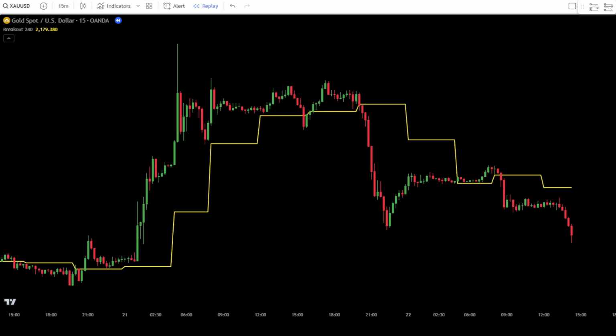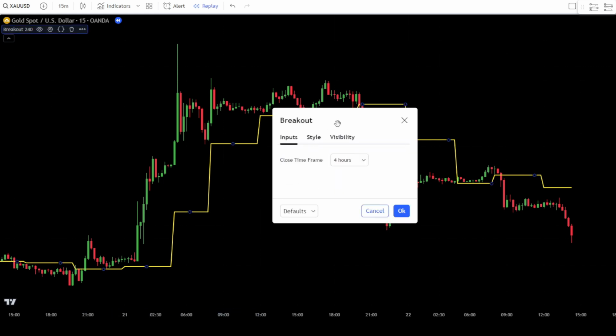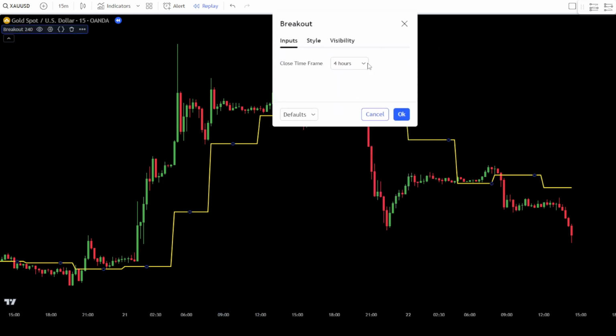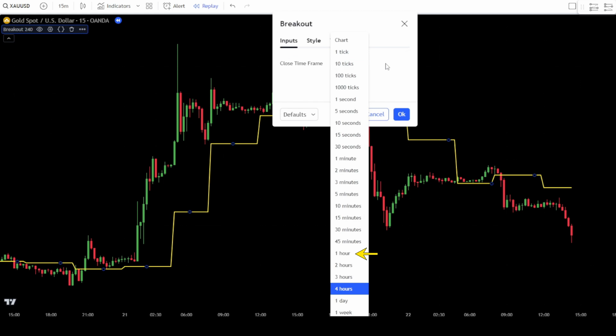Additional information. If you want to get the best results when using this breakout line indicator, you need to adjust the indicator along with the time frame you are using. Now reopen the breakout line indicator settings. If you are using a 5-minute time frame, set the close time frame to 1 hour. If you are using a 15-minute time frame, set the close time frame to 4 hours. If you are using a 1-hour time frame, set the close time frame to 1 day.